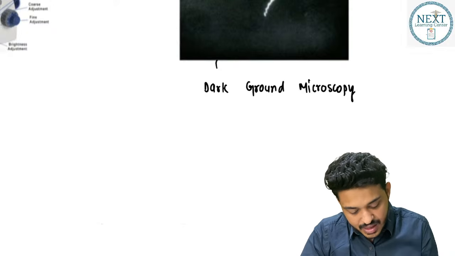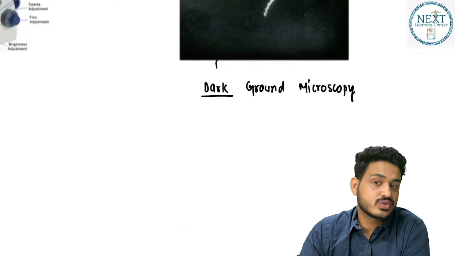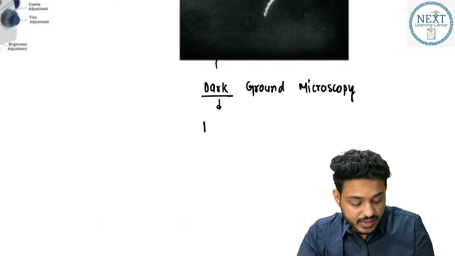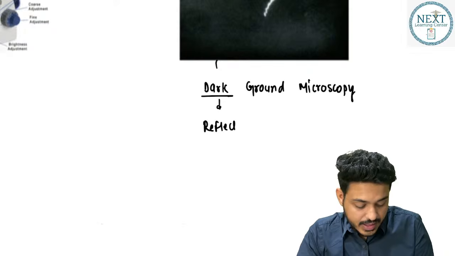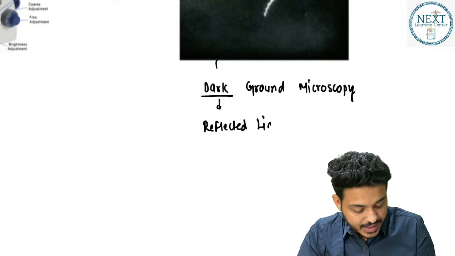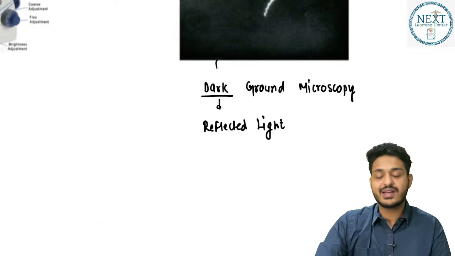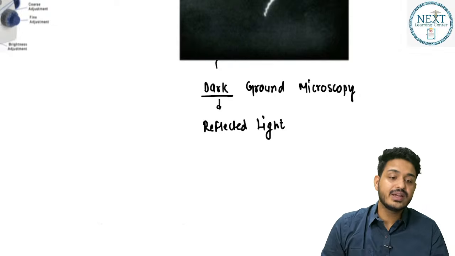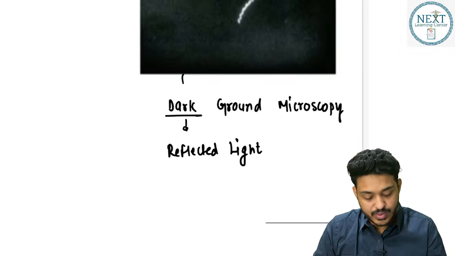So this is dark ground microscopy. What is the source of light we are going to use? R for R, you can remember, it uses reflected light. Reflected light is the source of light, and the most important thing here is going to be what?